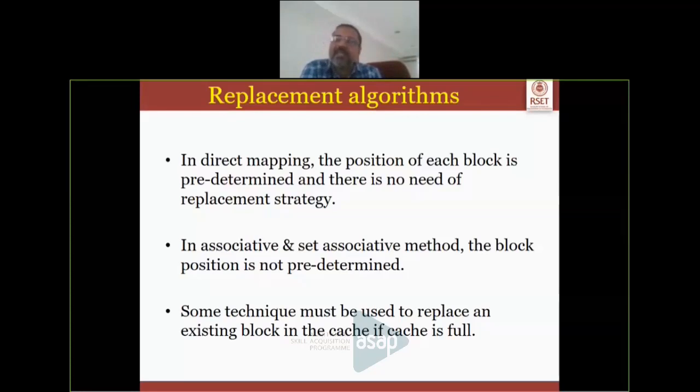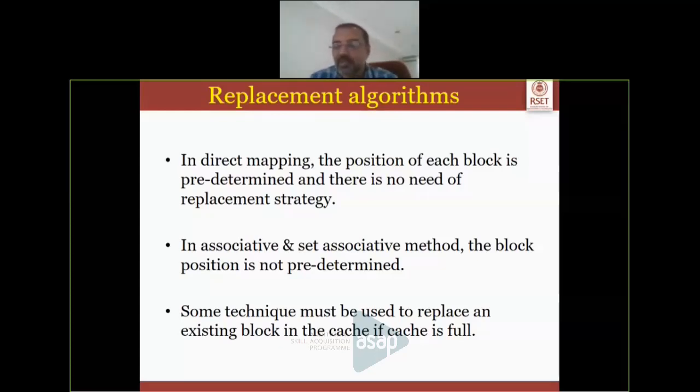We have to implement an algorithm in such a way that the efficiency will be maximum. We have some algorithms to remove a block. We will discuss that. But take the case of direct mapping first. In direct mapping, we don't require any replacement algorithm. The reason is that a block from the main memory can fit only into a particular block in the cache memory. If that particular cache block is filled, it has to be removed.